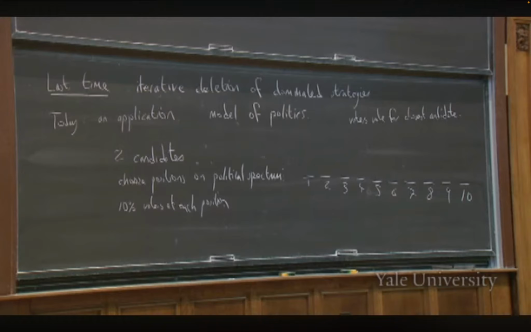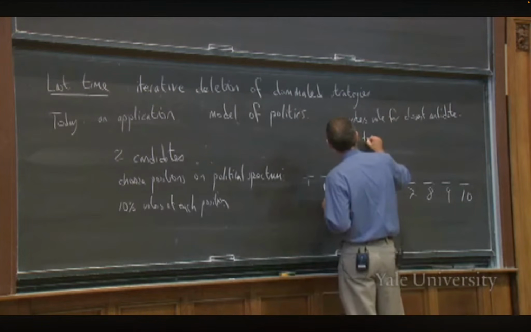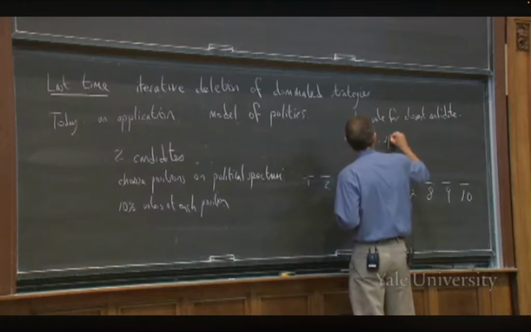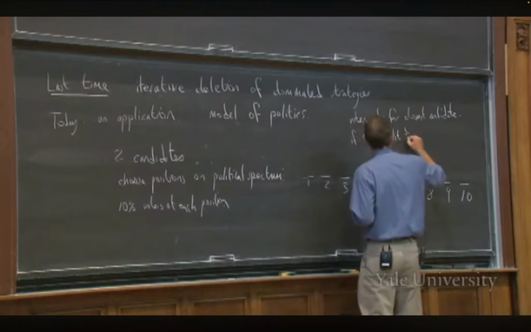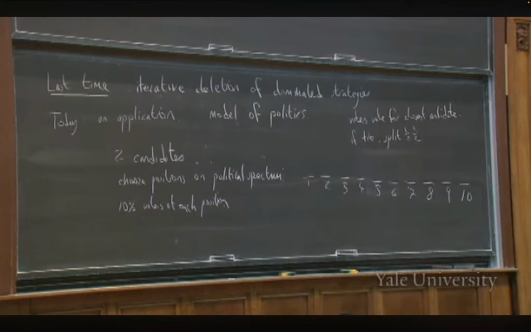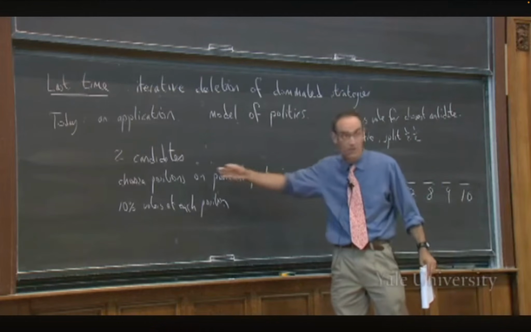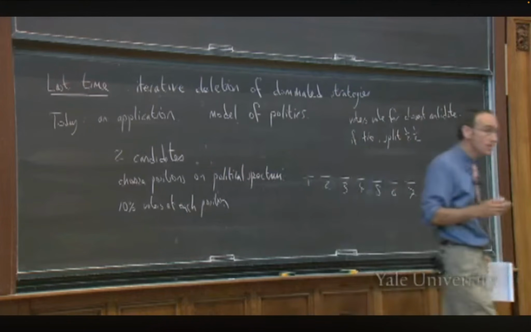And we'll need a tie-breaking assumption, and we'll do the obvious tie-break. If there's a tie, then the voters of that position split evenly. So if there's a tie, half the voters at that position go for one of the candidates, and half of them go for the other. So here's a game. I've got the players, that's the candidates. I've got the strategies, that's the political positions. What am I missing?